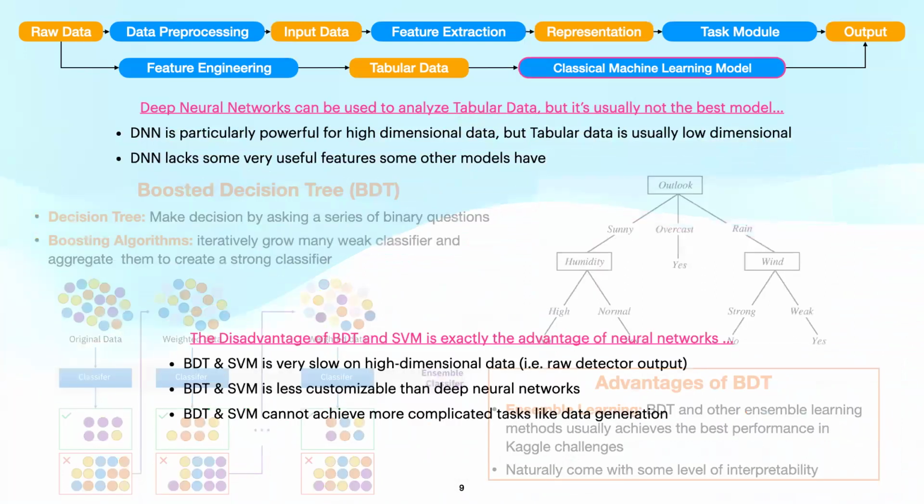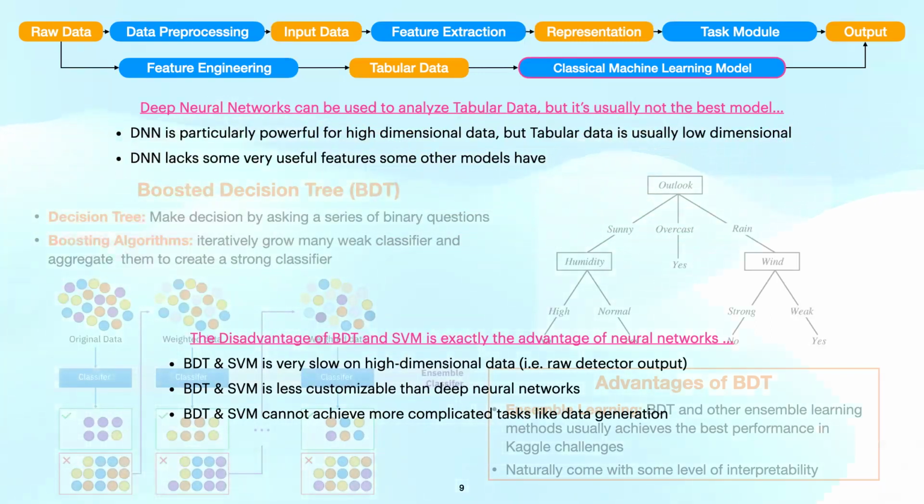So I think lastly, I want to mention for the first question, the disadvantage of the BDT and the SVM model is exactly the advantage of the neural network. BDT and SVM are very slow on high dimensional data. Like if you feed a 1,000 dimensional waveform into a BDT or SVM, it's going to take forever for them to train. But a neural network is actually very good at handling this kind of data.